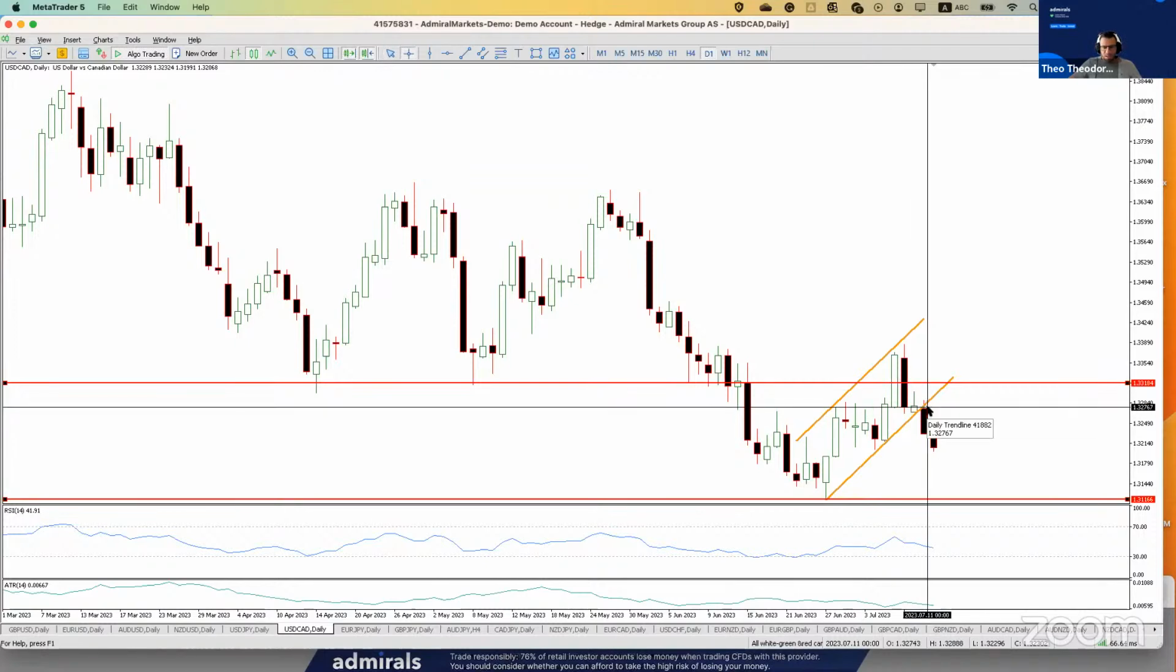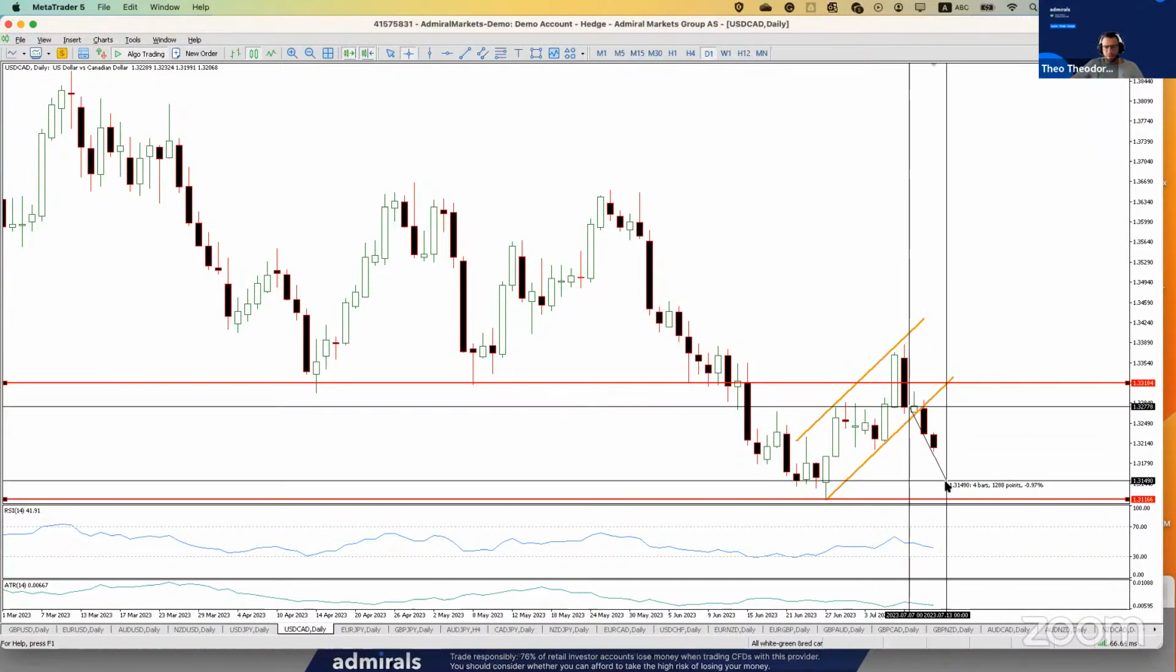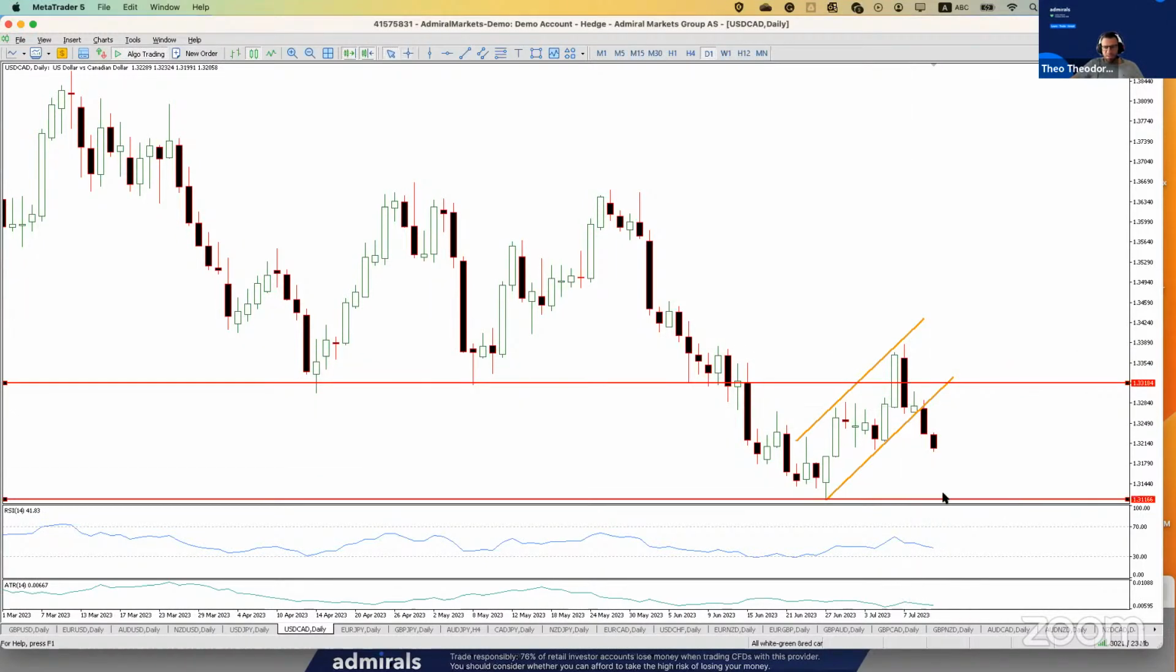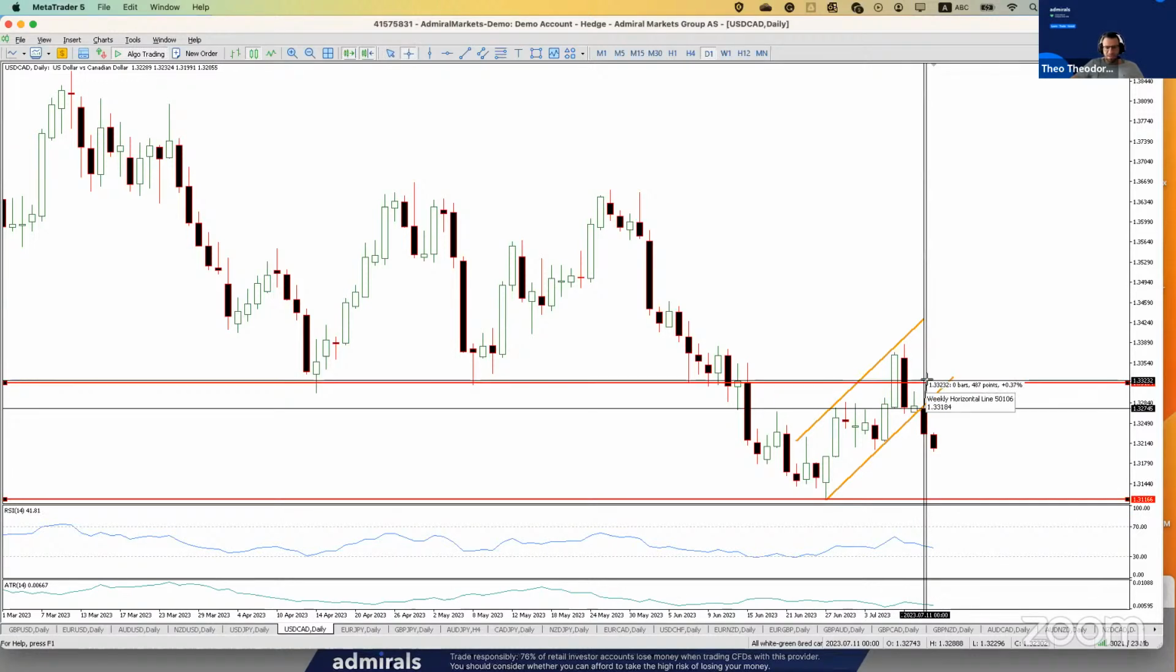But if I was entering here with a stop loss of 120 pips, the room of opportunity is 150 pips. So I should have used a stop loss of 50 pips, and I didn't do that.